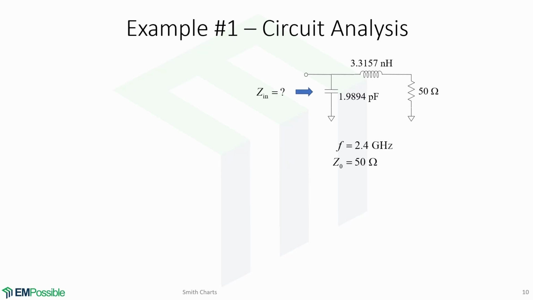Here is an example. Suppose that we have this circuit comprised of a resistor in series with an inductor, and both of these elements are in parallel with a capacitor. This is the frequency, and it's connected to a transmission line of this impedance. Now the question is, what is the input impedance looking into this direction?